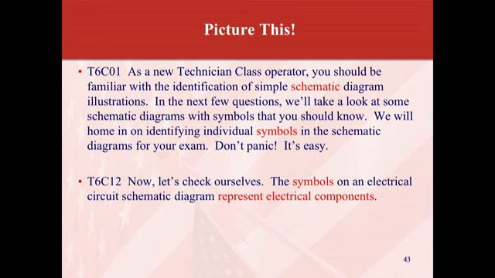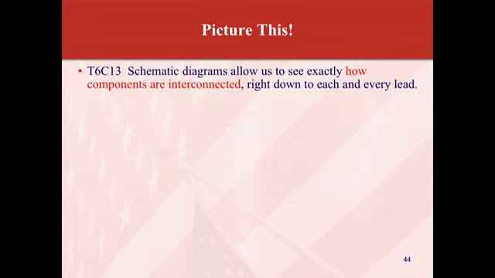Now let's check ourselves. The symbols on an electrical circuit diagram schematic represent electrical components. So I guess they're basically saying schematic symbols represent electrical components. So far, so good. Schematic diagrams allow us to see exactly how components are interconnected right down to each and every lead. So in red they're saying you're going to be able to see how everything is connected with a schematic diagram if you have one on hand.